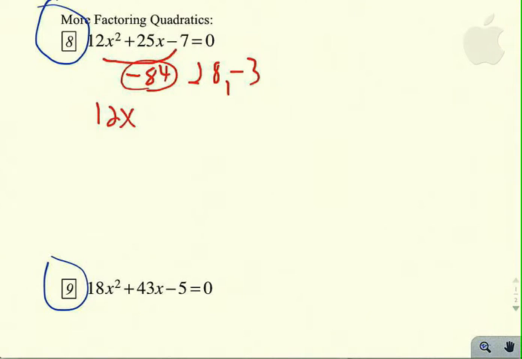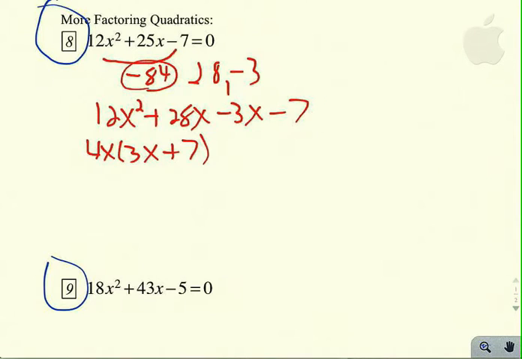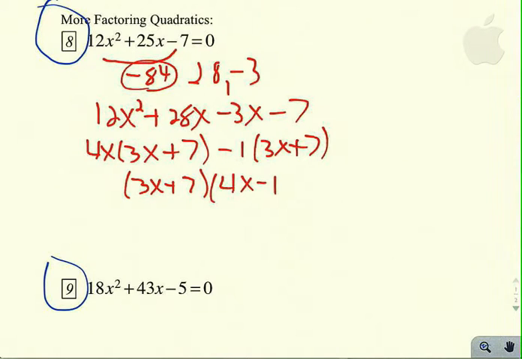So you'd have 12x squared plus 28x minus 3x minus 7. Take out a 4x out of the first two. Take a -1 out of the last two. And then take out 3x plus 7. So x is equal to -7/3 or 1/4.